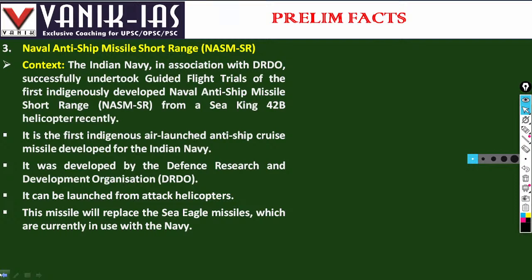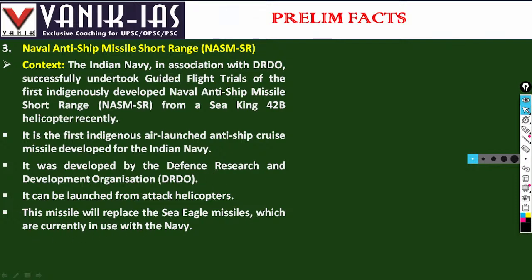Okay. Naval Anti-Ship Missile Short Range, NASMSR. The Indian Navy, associated with the DRDO, successfully undertook a guided flight trial of the first indigenously developed Naval Anti-Ship Missile Short Range from a Sea King 42B helicopter recently. It is the first indigenous air-launched anti-ship cruise missile developed for the Indian Navy. It is developed by the DRDO. It can be launched from attack helicopters.